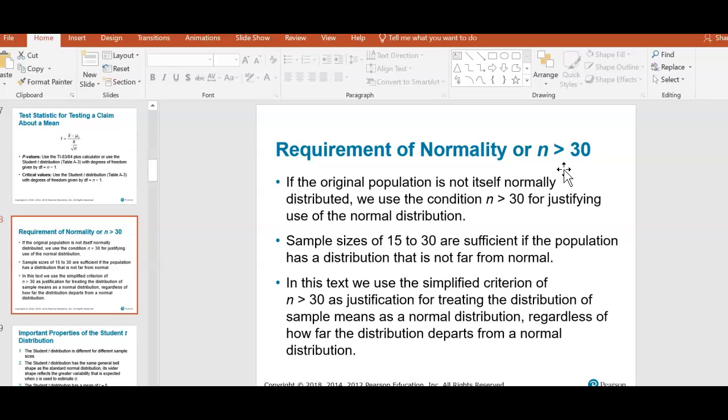Sample sizes 15 to 30 are sufficient if the population distribution is not very far from normal, like it's relatively close. This is a little squishy. And then pretty much we're just going to decide for this text that if n is greater than 30, we're going with a normal distribution regardless of how far the distribution departs from a normal.